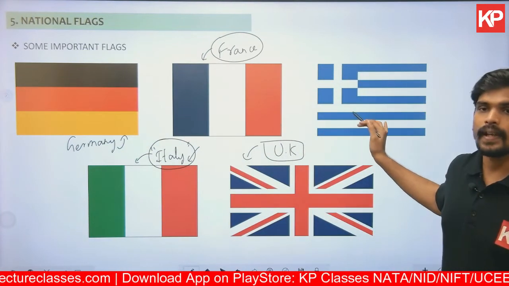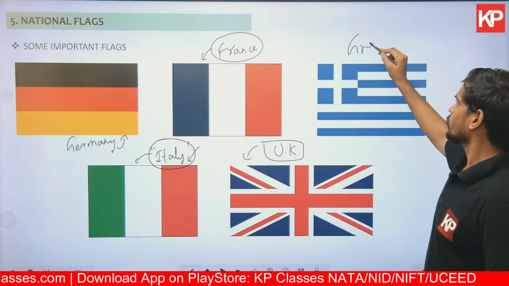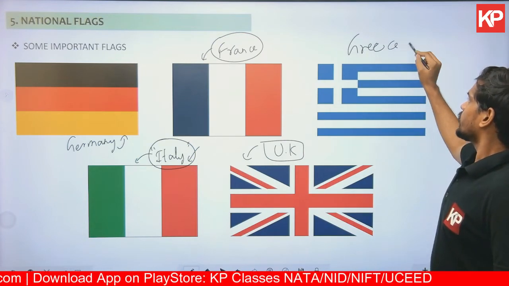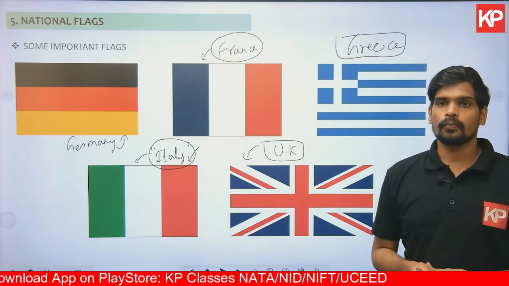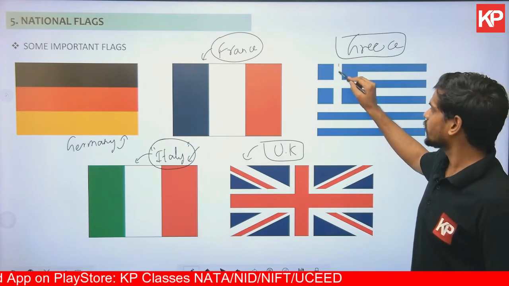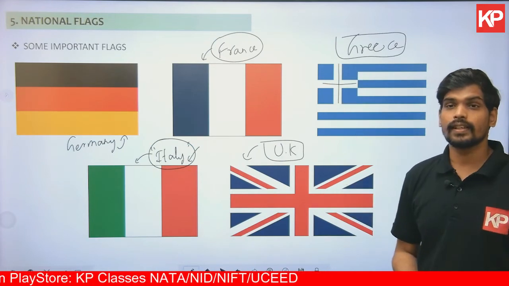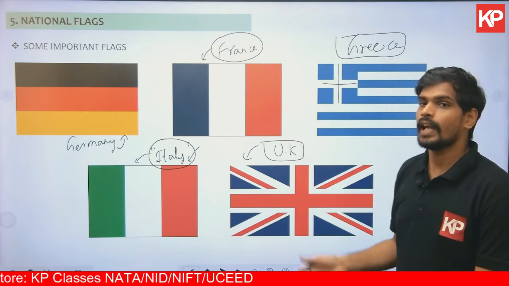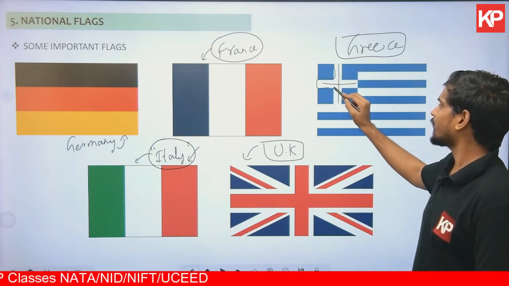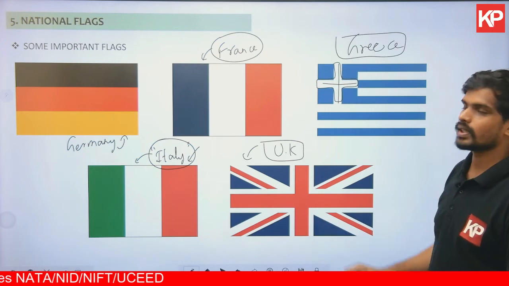Then you have the final flag. This is the flag of Greece. How to remember Greece flag? It is composed out of blue and white, and you have a Greek cross here. We studied about Greek cross in the religious symbols of Christianity. A bisymmetrical cross like a plus sign. I told you this is called as a Greek cross.